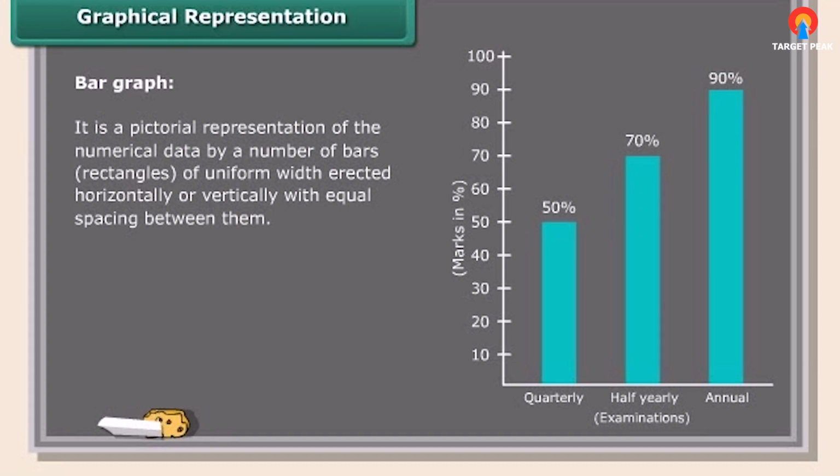The bar graph shows Divya's performance in the quarterly, half-yearly and annual examinations. It helps us to compare the whole year's performance. From the above graph, we infer that Divya's total marks have been increasing, which shows progress in her studies.